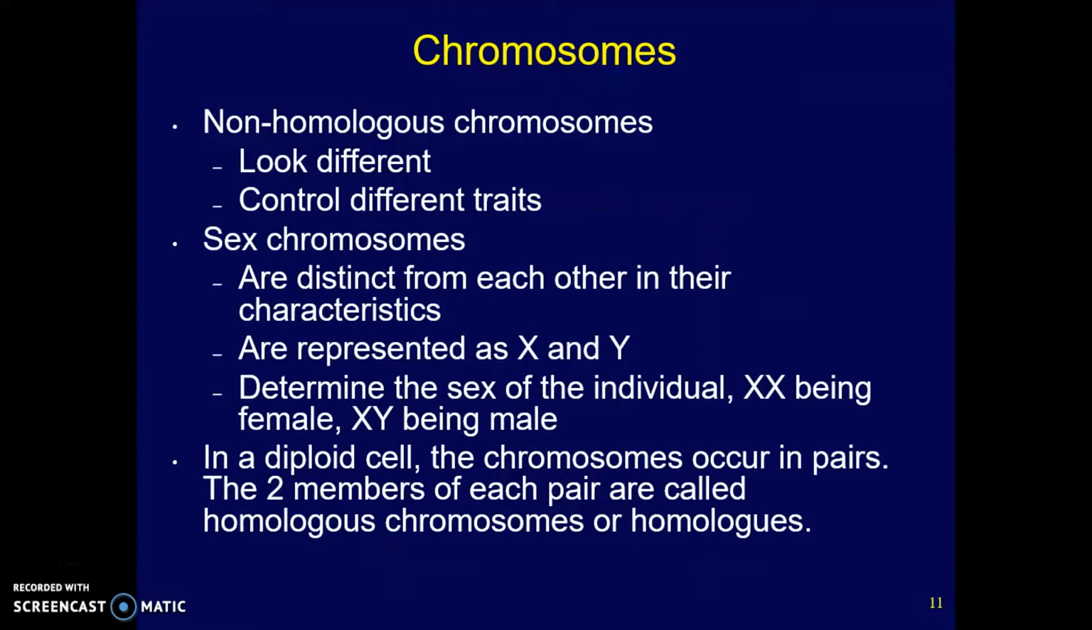Non-homologous chromosomes look different and control different traits. Sex chromosomes are distinct from each other, and are represented as X and Y. If you're an XY, you're a male, and if you're an XX, you're a female. In a diploid cell, the chromosomes occur in pairs. That means any somatic cell or body cell other than a sex cell is a diploid cell, and the sex cells are referred to as haploid because they contain half the number of chromosomes.